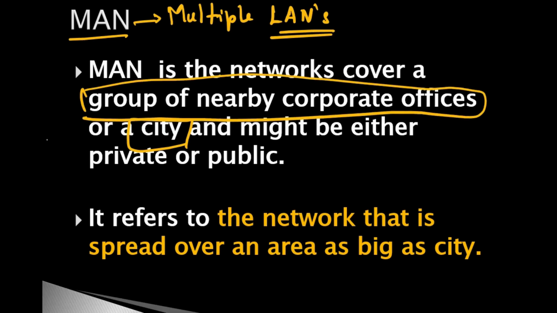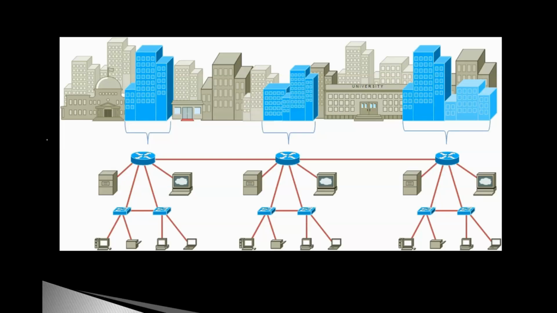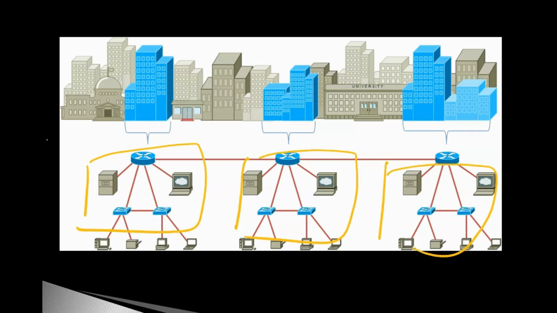Either it can be privately owned or it can be a public one. It refers to a network that is spread over an area as big as a city. So like this, the small local area networks, the group of local area networks, form the MAN, the metropolitan area network, which covers the city.